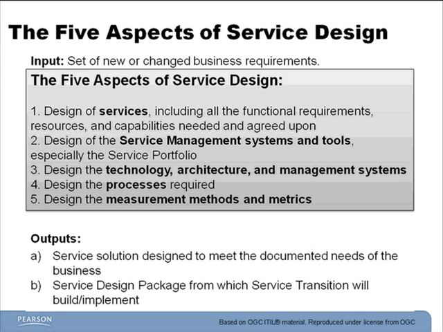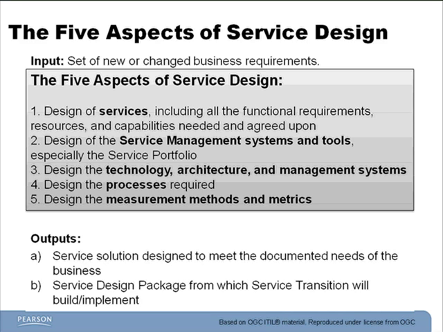The outputs of the service design phase of the life cycle are A, a service solution that's designed to meet the documented needs of the business. Where did we get those documented needs of the business? From the service strategy phase. And then B, a service design package, which again is just a giant design document that we hand off to the service transition phase where this service will then be built and implemented.